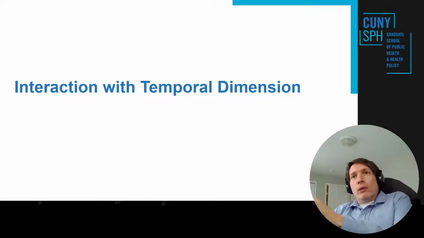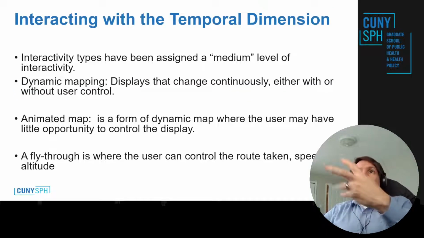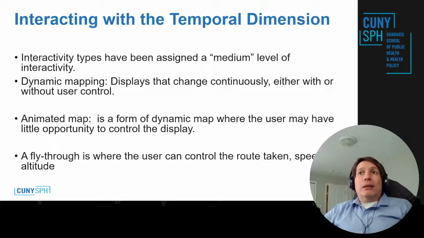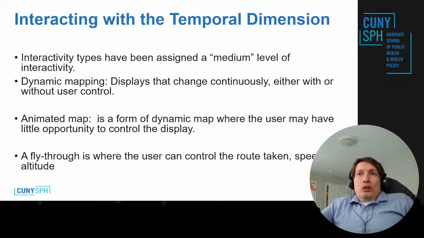Now, the second level that we introduce is the concept of the interaction with the temporal dimension. And when we interact with the temporal dimension, then basically we are creating movement in some way. We can have interactions like dynamic mapping. Those are displays that can change continuously with or without the user input. And then we can have dynamic changes of data through time.